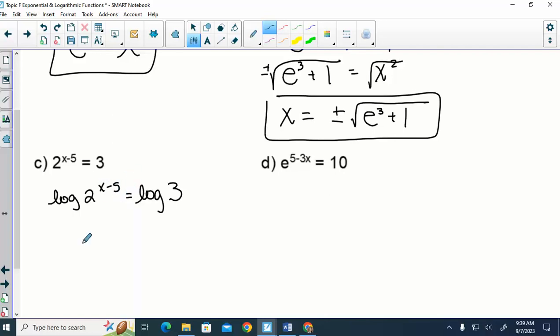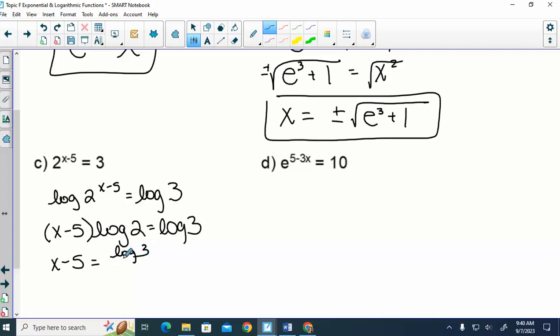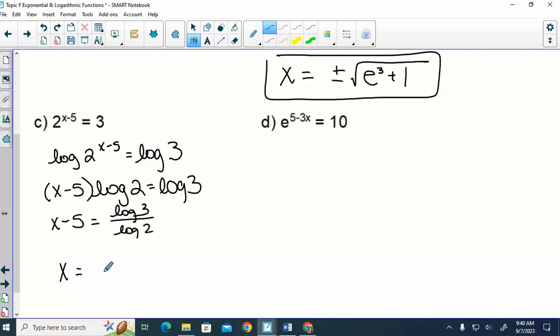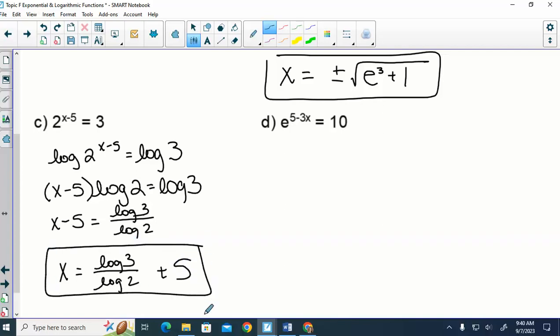Properties of logs, where do your exponents go? So x minus 5 times the log of 2 equals the log of 3. I'm trying to get to my x. So what should I do with that log 2? Okay. Final step to get x by itself would be to add the 5. You could put these in your calculator and get a decimal, but tests and quizzes, we don't have one anyway, so I would expect you to just leave it like that.